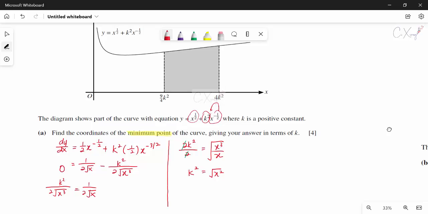So what's the square root of x squared? The square root of x squared is actually x. So x will be equal to k squared. This is the x coordinate for the minimum point.